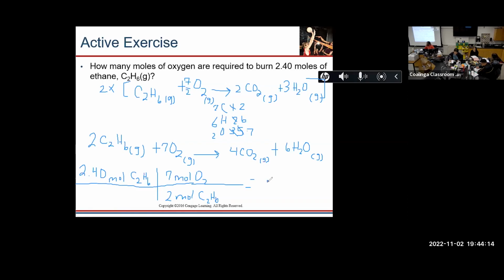Okay, 8.4. How many sig figs? 3 sig figs. That's right, because of the 2.40. I want you to keep the zero in the answer. Okay. Questions? Concerns?